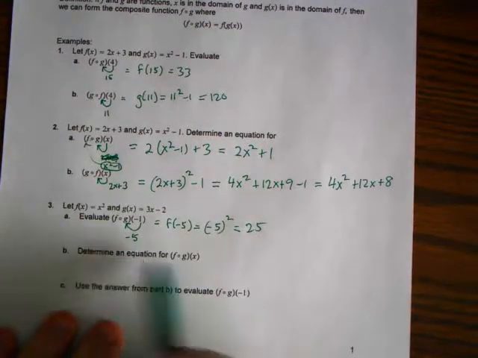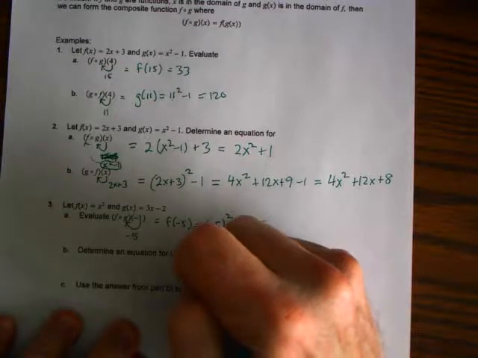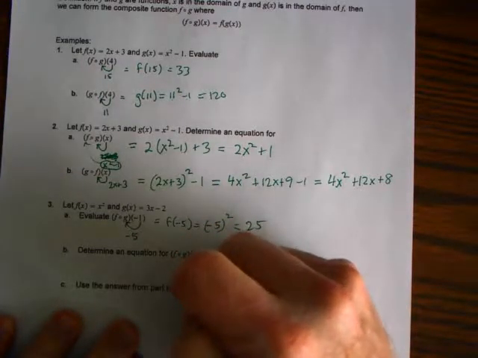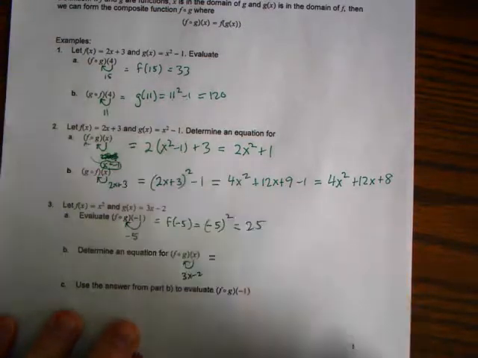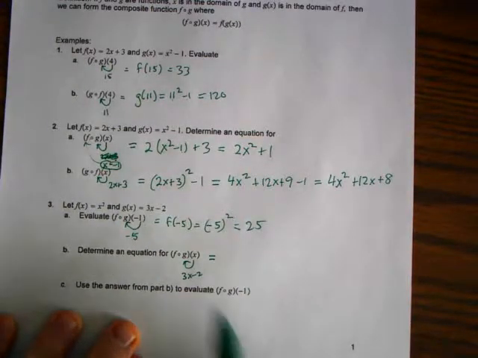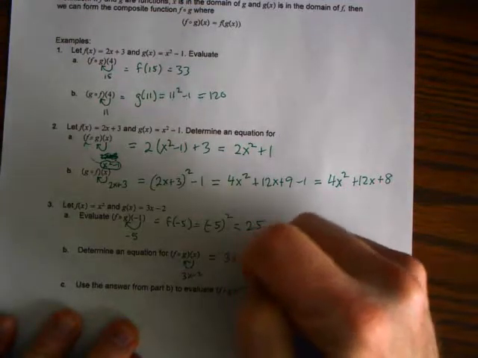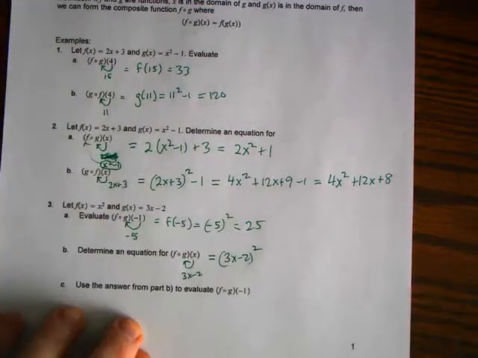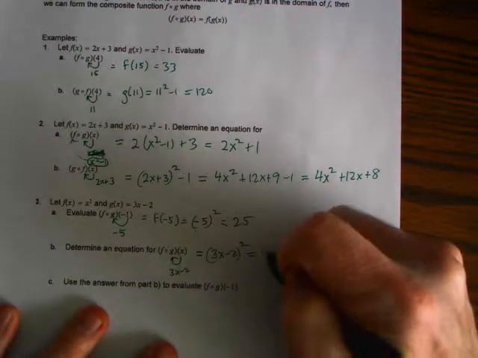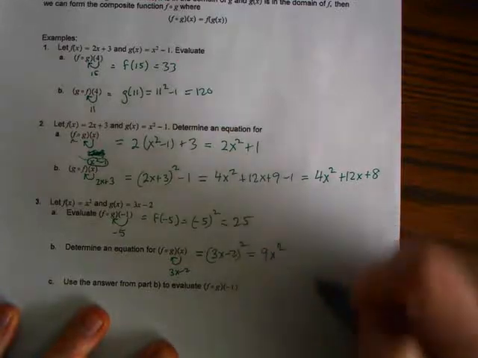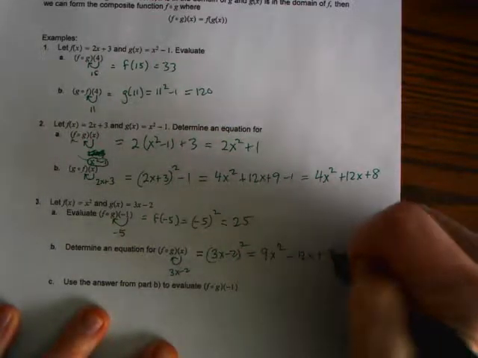Determine an equation for f of g. All right, again, I start with the g. g is 3x minus 2. And I plug that into the f, which means I don't write x anymore. I write 3x minus 2 squared. And again, I think I'll go ahead and FOIL that out. That's 9x squared minus 12x plus 4.